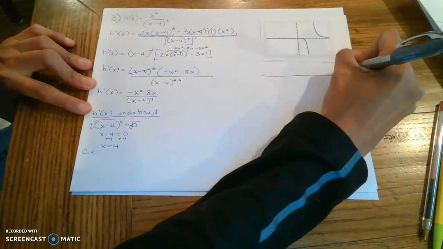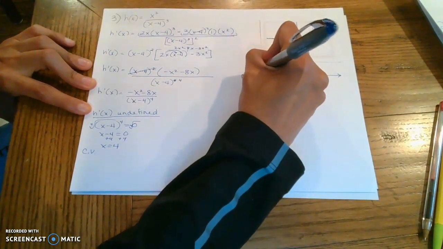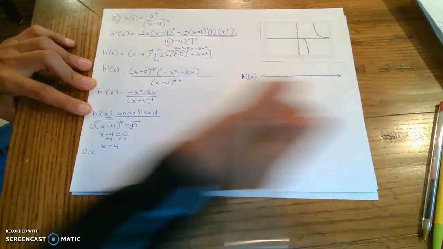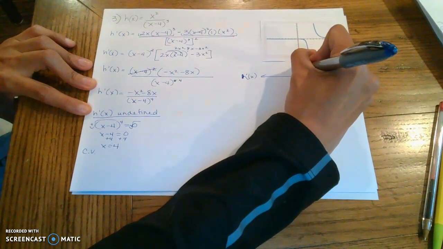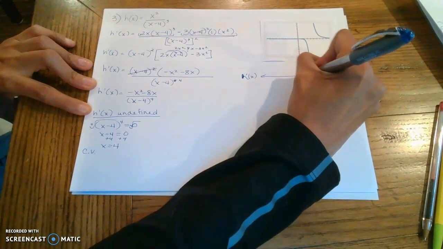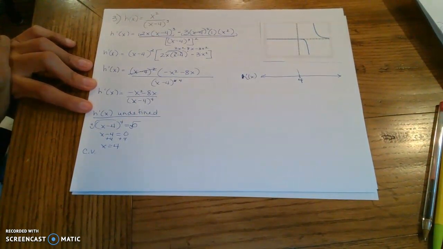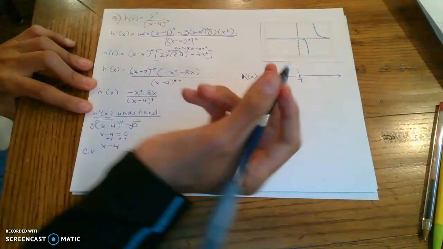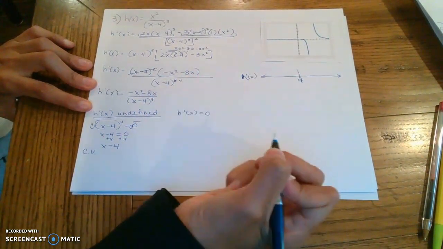I'm going to put that on my first derivative number line. I'm going to put a 4 here, and I'm just going to do a dotted line so I know that that was from the first derivative being undefined. Looks like an asymptote.